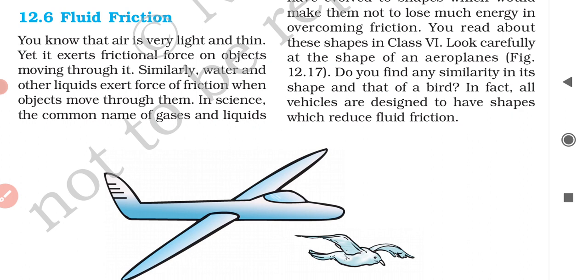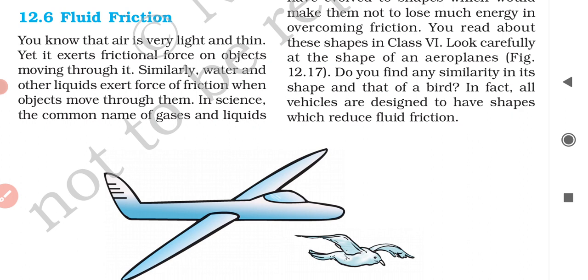Similarly, water is a liquid, so water also exerts a force of friction on objects which move through it, and it opposes their motion. When an object moves through water, it pushes the water out of the way, and the water pushes back on the object. This push of water creates friction, which tends to slow down the moving object. So water exerts frictional force on boats, speedboats, ships, submarines, fish, etc., which move through it. Clear?